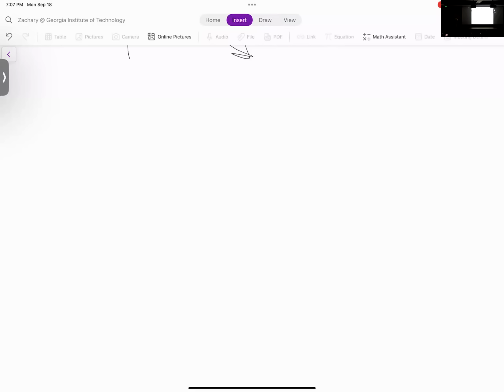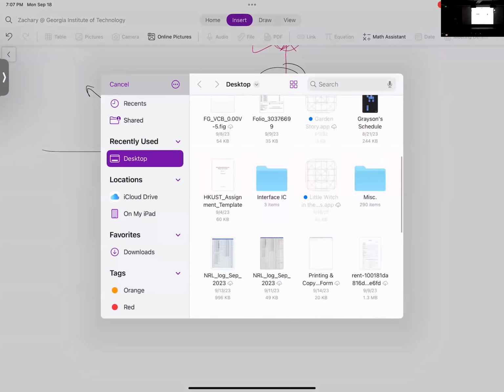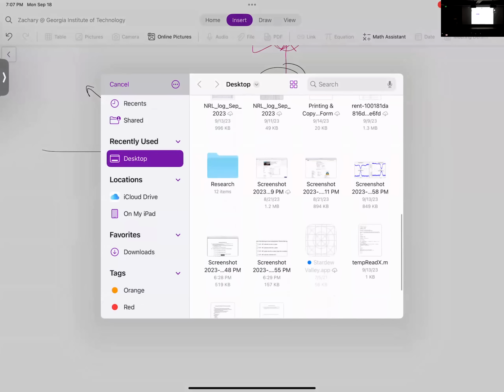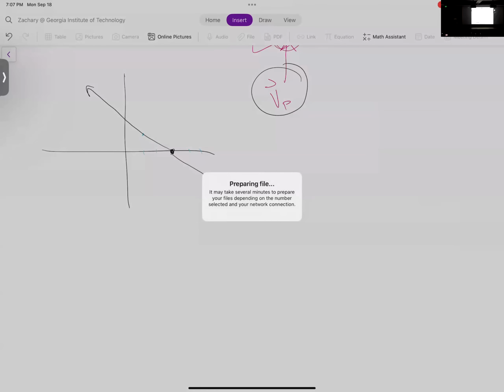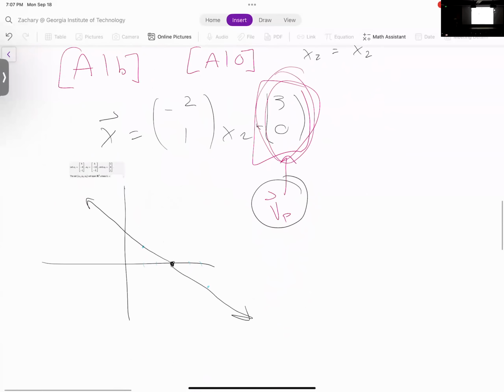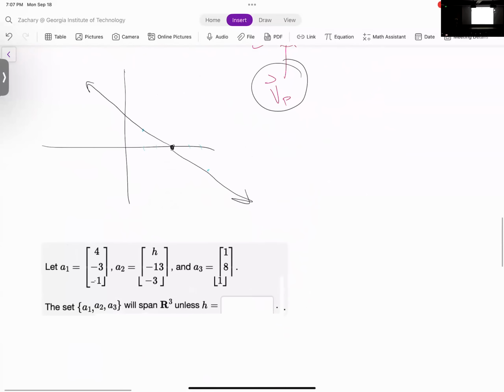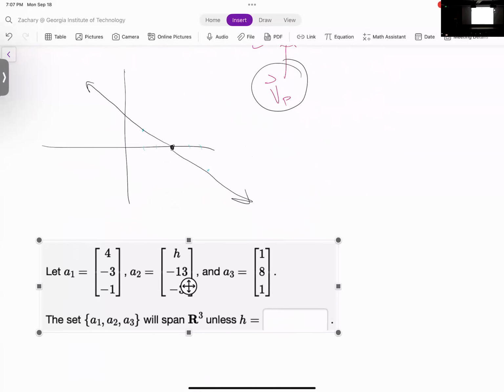What I don't get is what exactly does it mean when it says we'll span R3 unless H equals this? It has 3 rows. It'll always span R3, right? Or no, I think that's it. What is the shape of our span? It's number of pivots in number of rows, right? So it'll be in R3, but will it be all of R3 is the question.